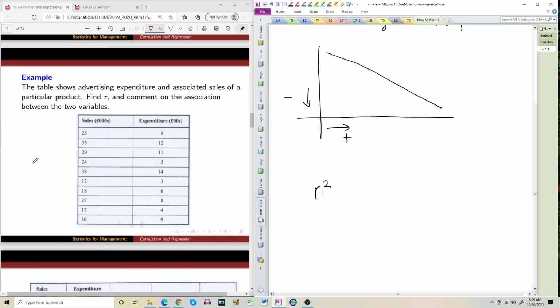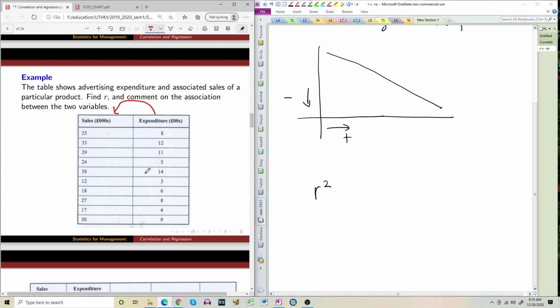If you read this, this is a table showing advertising expenditure and associated sales of a particular product. Find R and comment on the association between the two variables. In this case, this is your company sale. You are selling some product. This is your sales, and this is the expenditure for your advertisement. Expenditure on advertisement influences your sale.